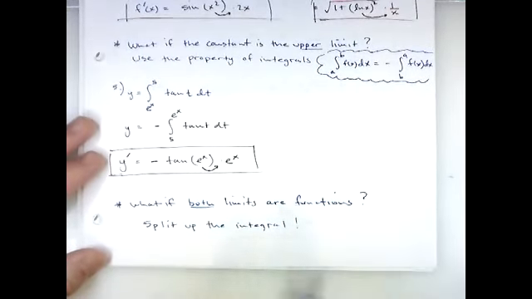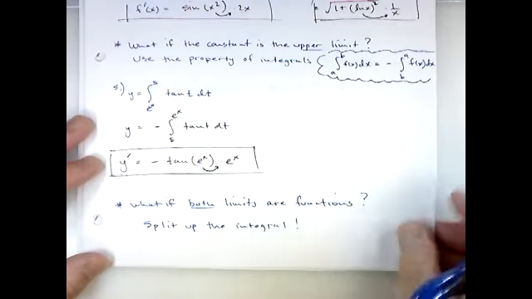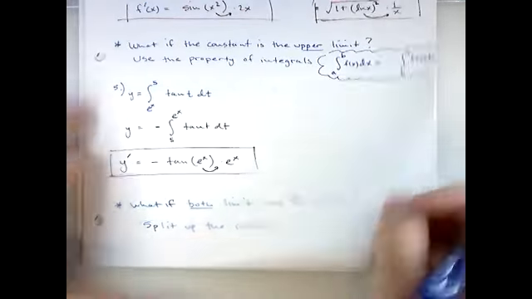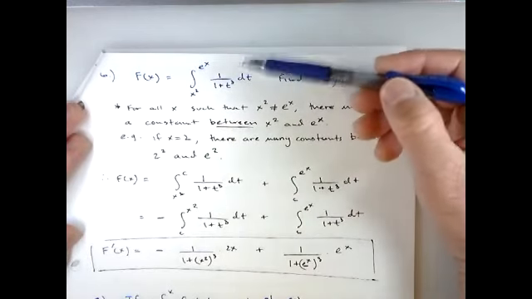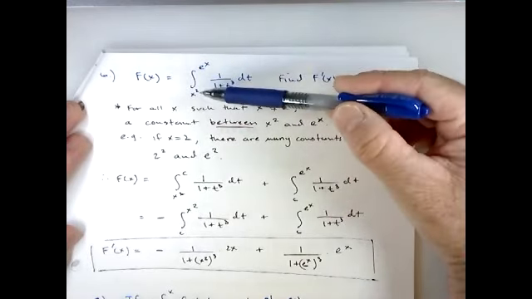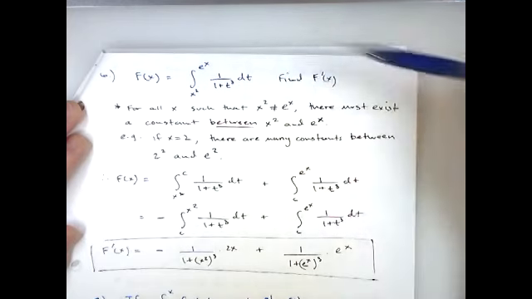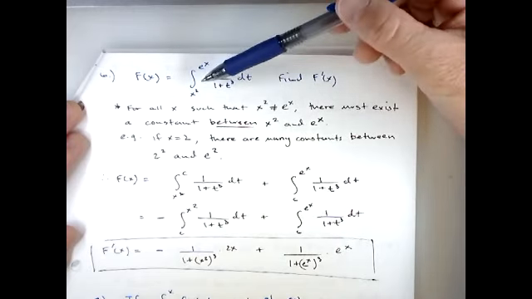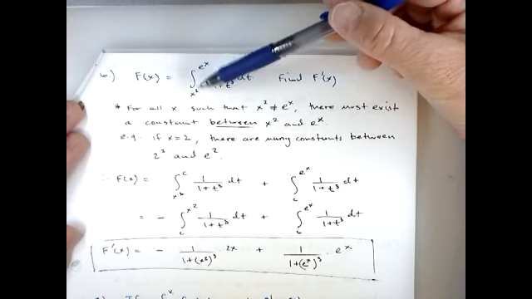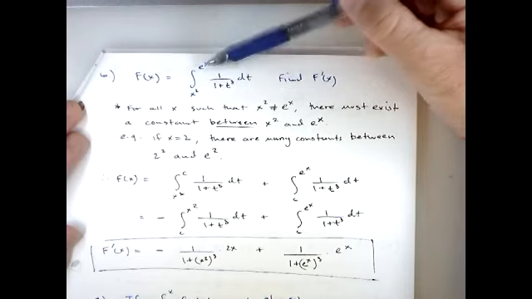And then the last possibility is what if both of my limits are functions? Okay, let's look at this next example. So here I want to take the derivative of this integral, that's the integral from x squared to e to the x, 1 over 1 plus t cubed dt. The fundamental theorem tells us how to take the derivative of an integral from a constant to a function, okay? But not if both of these are functions.